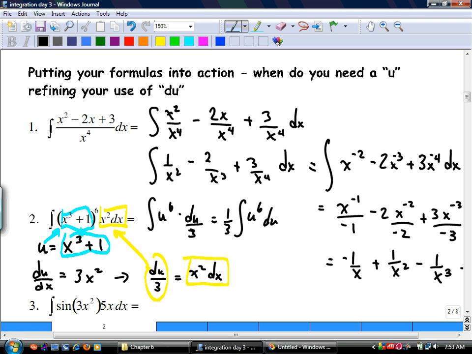And then you take the antiderivative of just u to the 6. Perfect. Always pull constants out. Always. So take the antiderivative of that. It becomes 1/3 times 1/7 u to the 7th plus c.